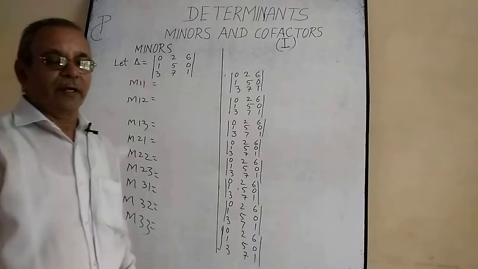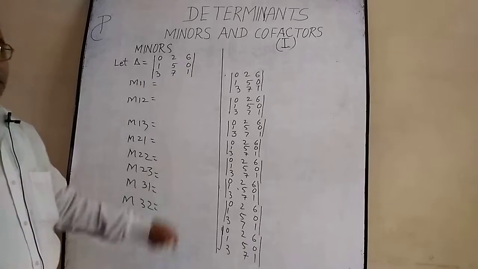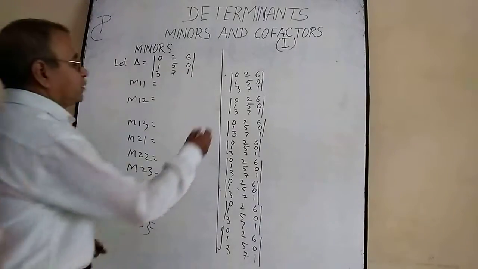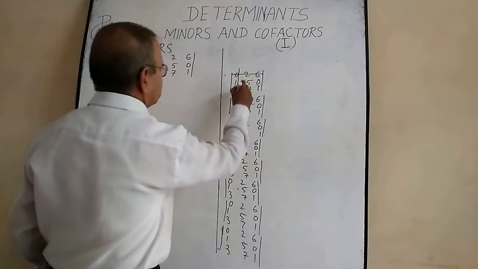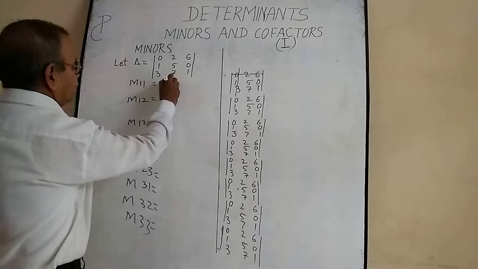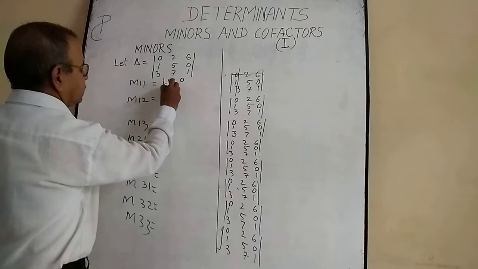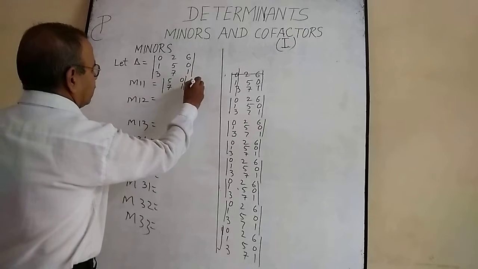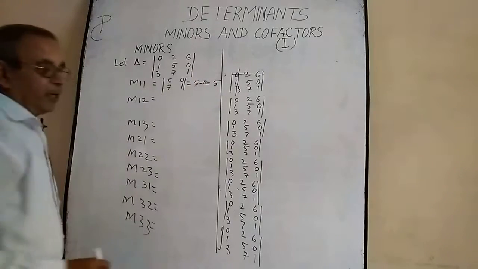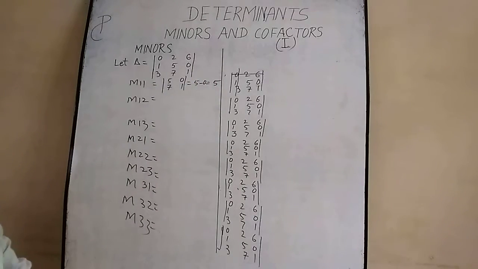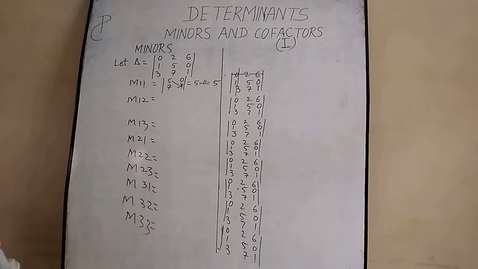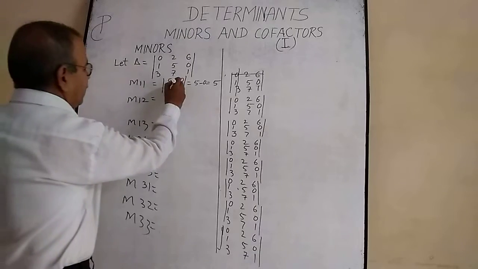First of all, we find the minors. Here, just like the previous case, first row, first column means we have just taken out the first row and first column. Therefore, the remaining elements form a square matrix 7, 1, that is equal to 5 minus 0, which is 5. In the previous video, we discussed that this is the leading diagonal, subtracted by the remaining elements.